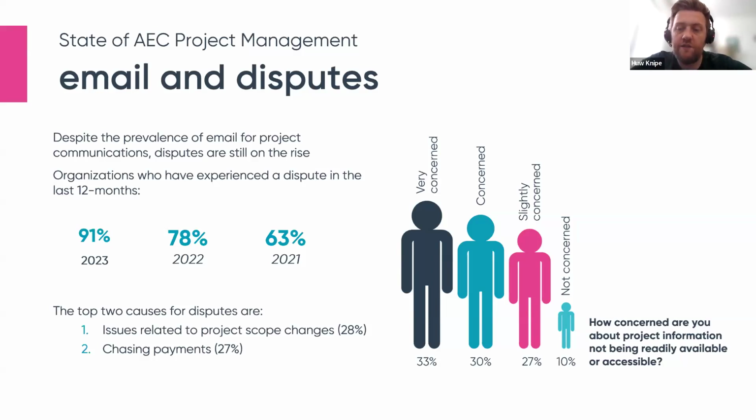In 2020 even, pre-COVID, this was 6.2%, which shows an alarming increase of AEC firms not formally recording project scope changes in the last 3 years. With findings like these, it's hardly surprising that 90% of businesses are concerned about their project information not being readily available or accessible. If we go on to the next slide, please.